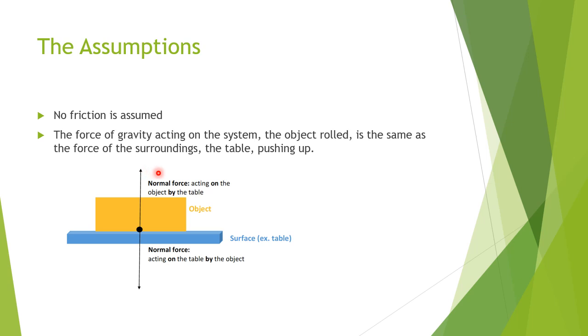Another assumption is that the force pushing the object down is the same as the force pushing the object up, and since it is a flat table, this should be true, and if there was a slight curve or slight slope on the table, it would be so small it also can be ignored.